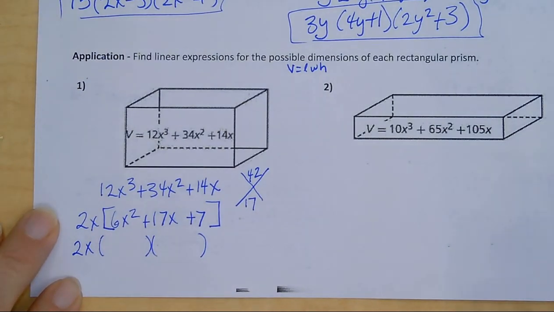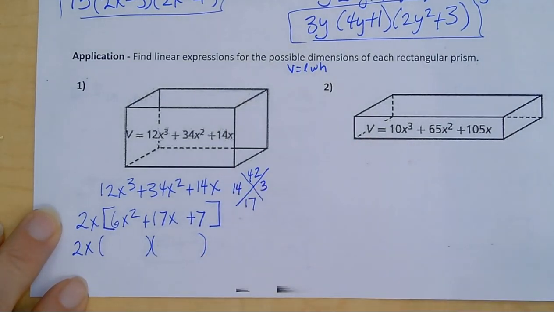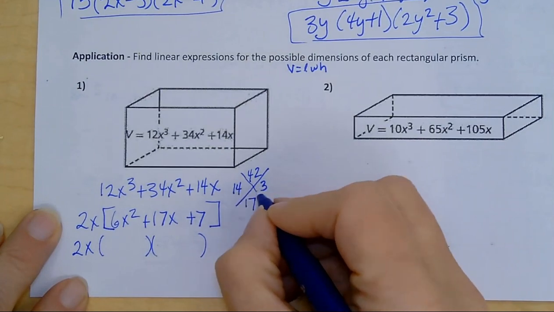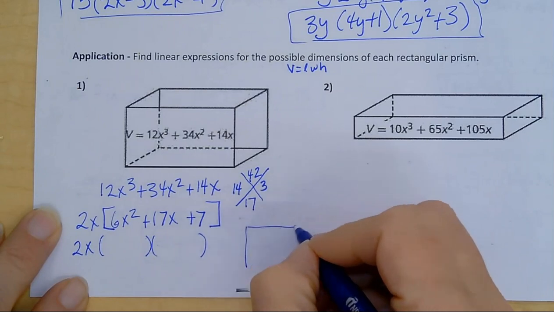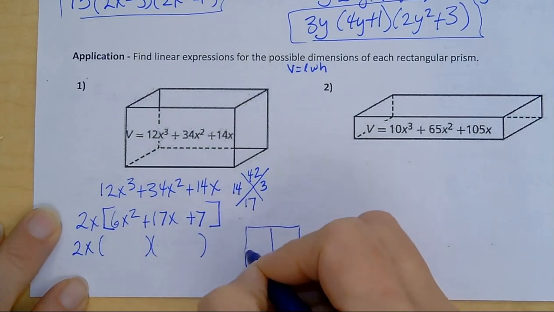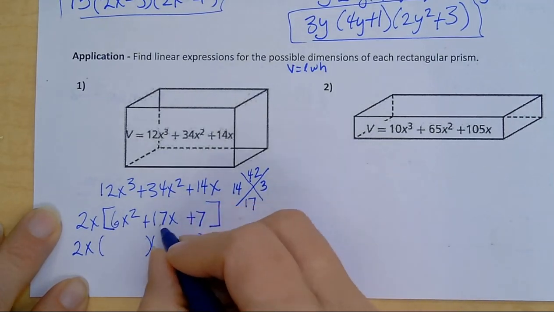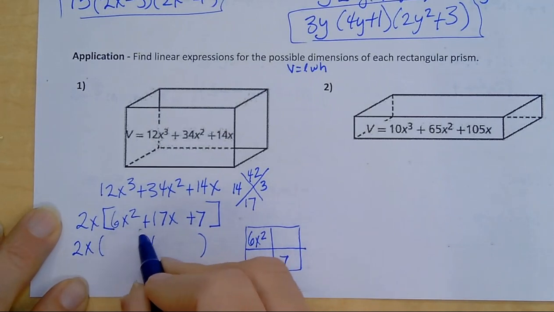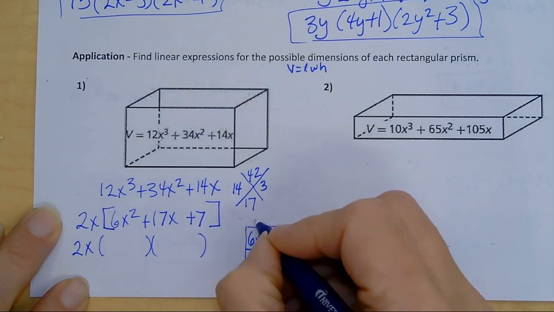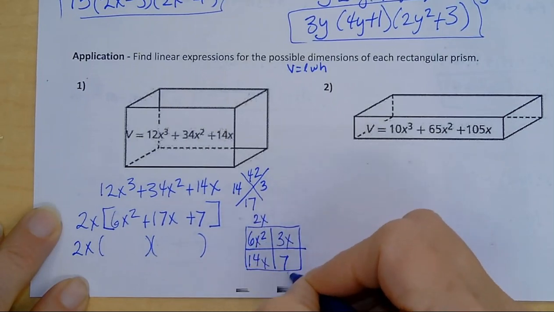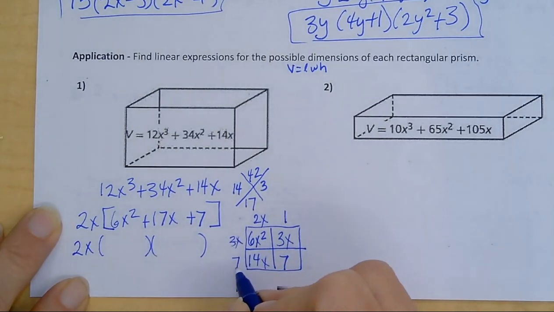I hope I've been recording. I'll be sad if I haven't. 14 times 3 is 42, and 14 plus 3 is 17. So those are my magic numbers. Because my leading coefficient is 6, I'm going to make my box, or I could use the grouping method. It's totally up to you. I'm going to have 6x squared here, and my last term is 7. I'm going to have 14x and 3x. Using my box, I can pull out 2x and a 1, and I can get 3x and 7.